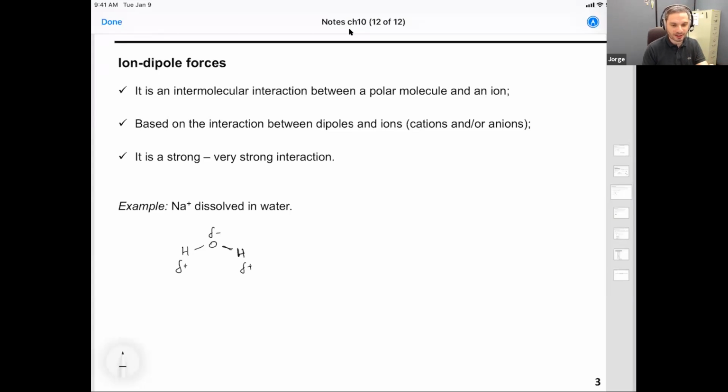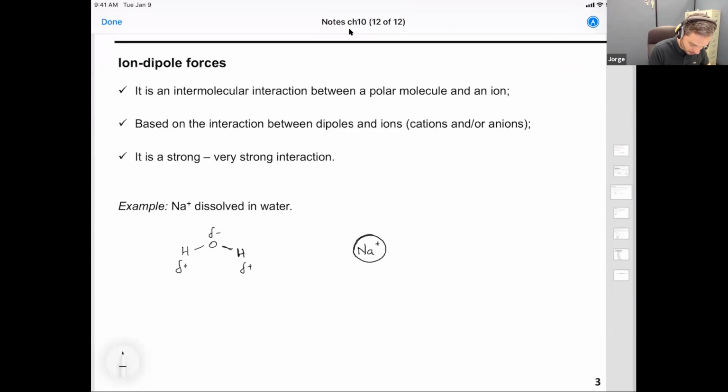Okay, the negative pole is located nearby the oxygen. That means excess of electrons there. And the positive poles are located nearby the hydrogens, meaning electron deficiency over there. When we have sodium plus dissolved in water, all of a sudden we have a positive charge. And we know that the positive charges will attract the negative charges close to itself.